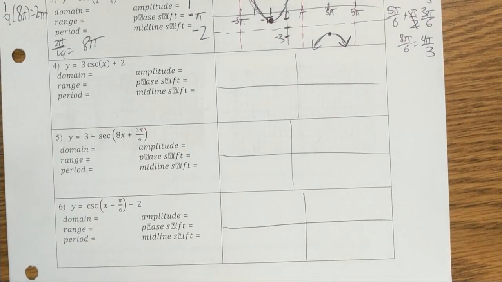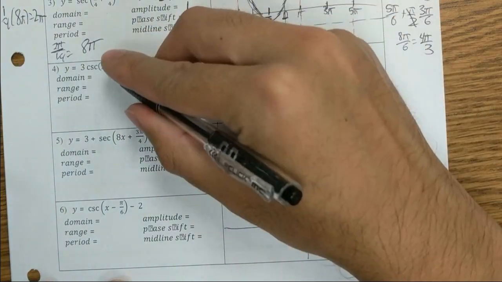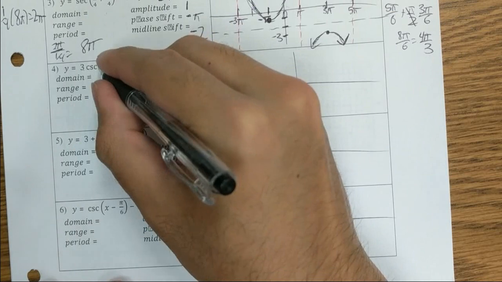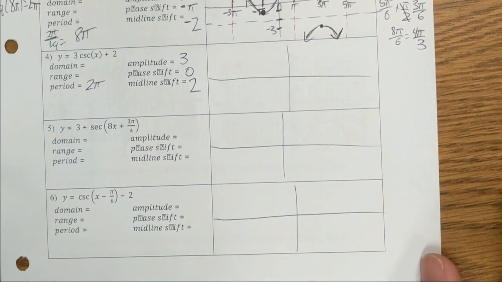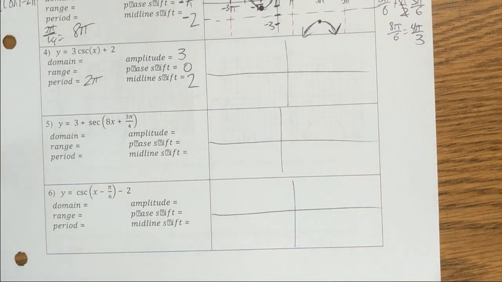Okay, back to cosecant. So midline shift is 2, phase shift none, amplitude is 3, period b is 1, so 2 pi over 1 is just 2 pi. Okay, so looking at the cosecant function.